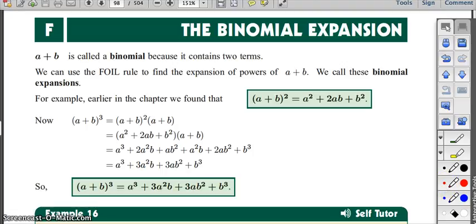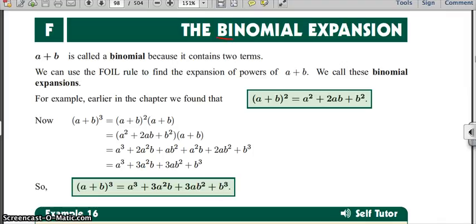Okay, so this is called binomial because bi, as in bicycle, you have 2 wheels on a bicycle. Here you have more than one term, you have 2 terms. Remember we had this rule?